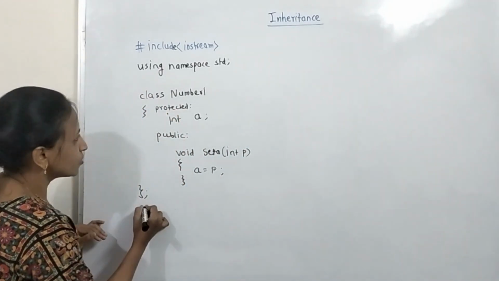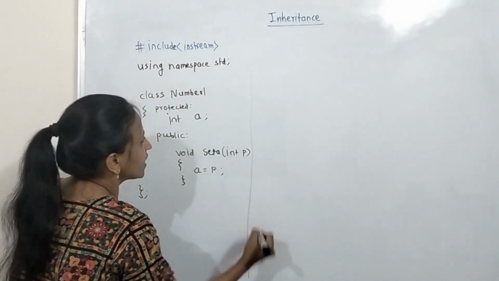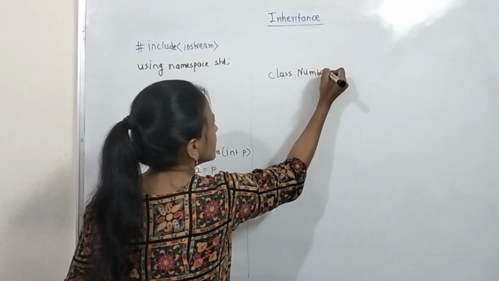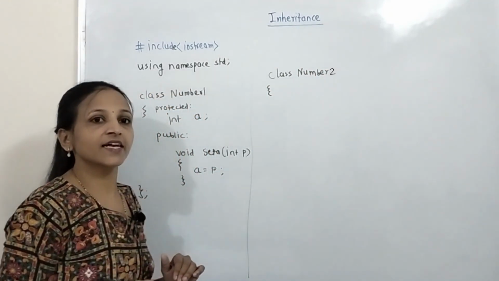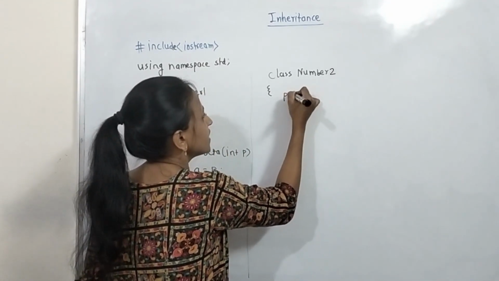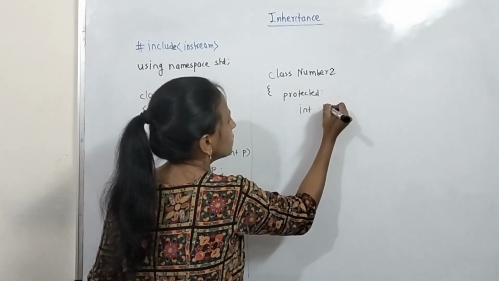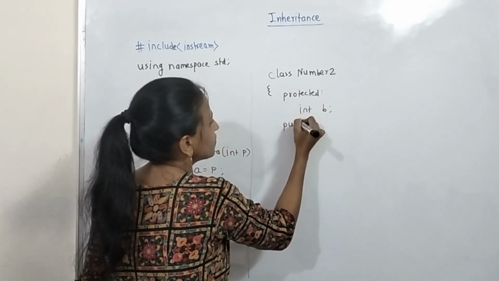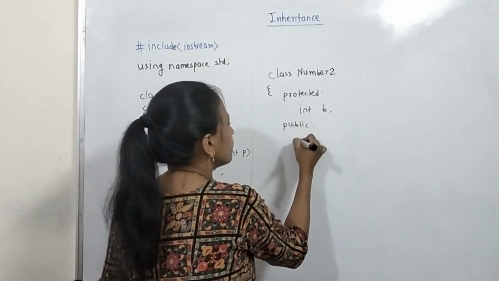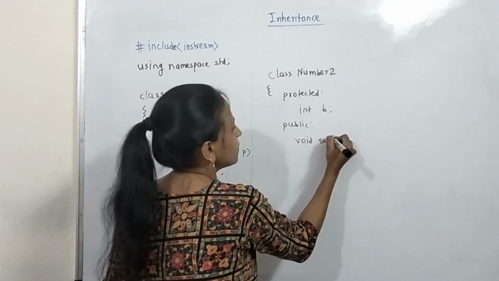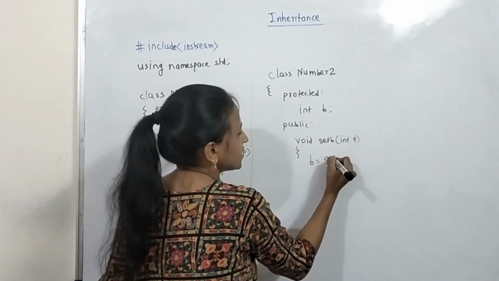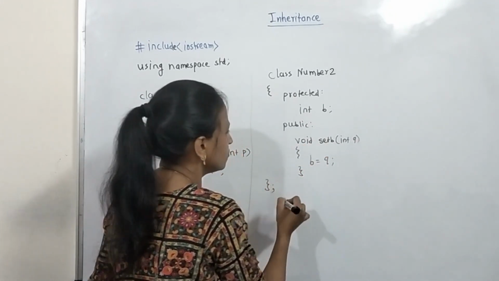Now the next class I am going to declare here is number 2. Simple. The second number will be the data member of this class. Again I am declaring it protected, and here integer b. In the public section we now write a member function to set the value of b. The return type will be void, the name will be set b, and here we pass one integer, let's say q. b equals q. That's it. Now close the class and give a semicolon.